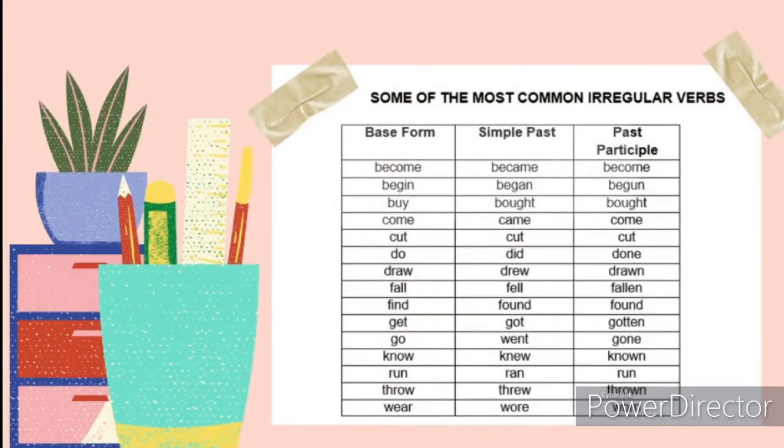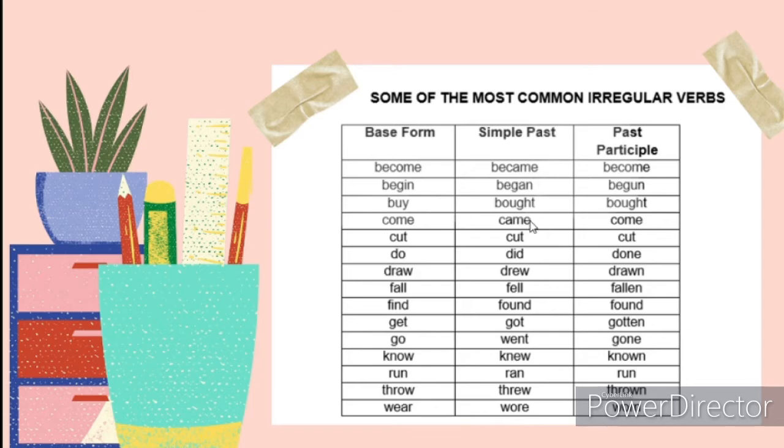Let's study the table. The verbs in the base form are examples of irregular verbs. Irregular verbs are verbs that change the spelling in their simple past tense. For example, the words become, became, begin, began, buy, bought, come, and came.